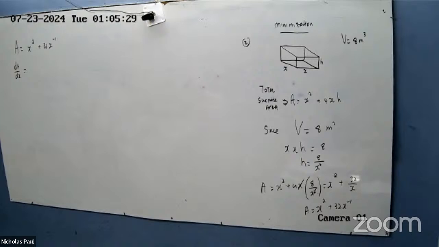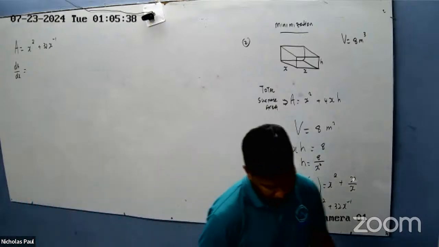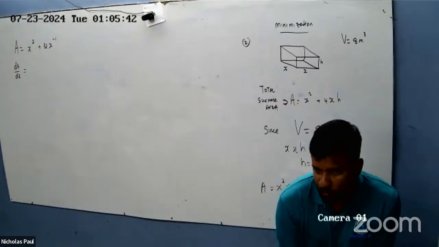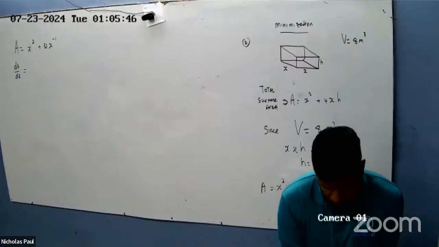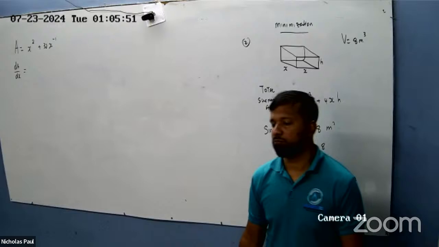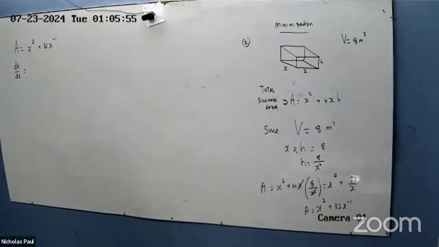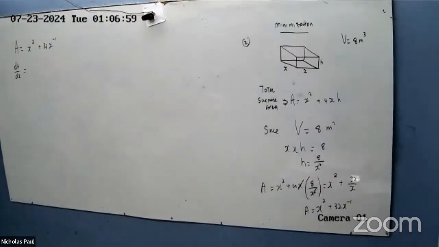Differentiate and solve. Did they give you the exact value? Take your time and differentiate it, bring down your power, minus 1, and then solve it.